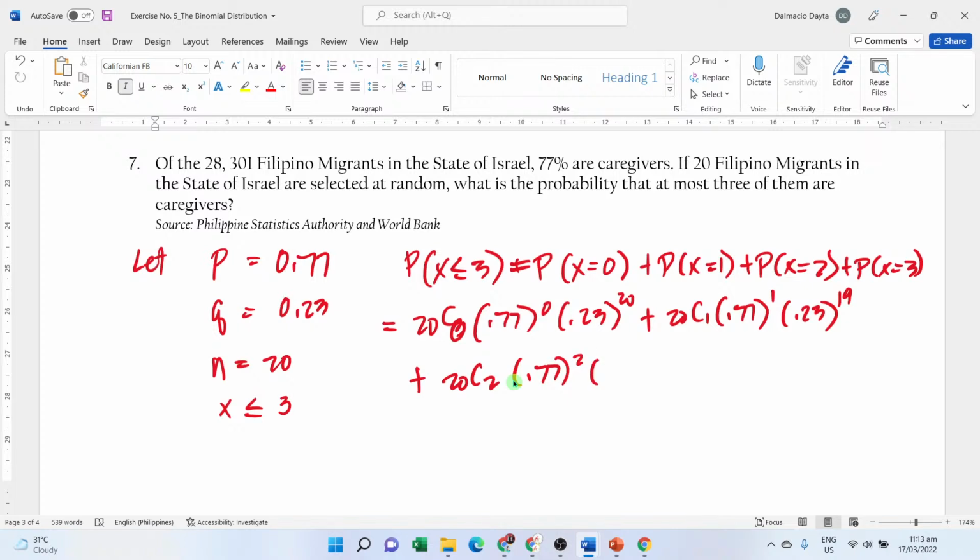I hope you are able to see the pattern in writing the formula, no? Where the values are substituted, of course. And then the last, for x equals 3, 20 combination 3 times 0.77 raised to 3 times 0.23 raised to 17. So katulad doon sa una, there will be a lot of zeros here. X is less than or equal to 3.